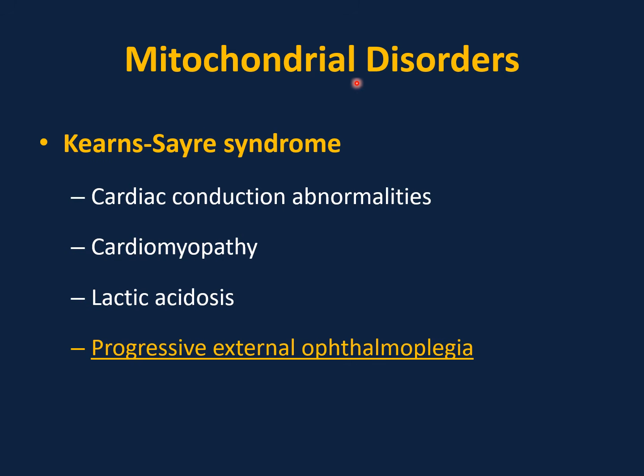Another important mitochondrial disorder, because of defective phosphorylation in the mitochondria, is Kearns-Sayre syndrome. Kearns-Sayre syndrome presents with cardiac conduction abnormalities, cardiomyopathy, lactic acidosis, and progressive external ophthalmoplegia. So these patients will have problems with eye movement and drooping of the eyelids. They may need pacemakers, they need vitamins, but there is no cure for this disease.